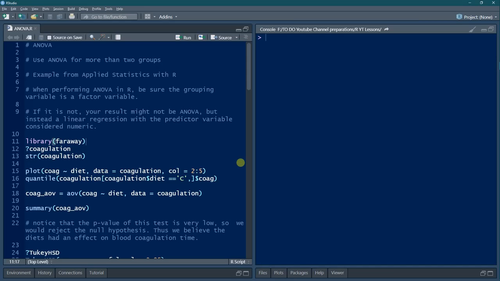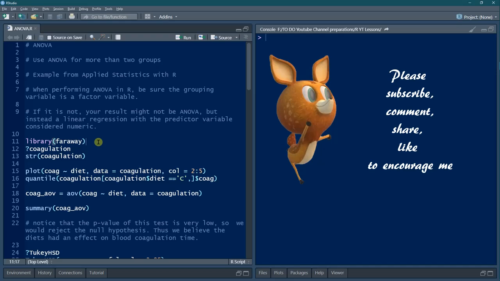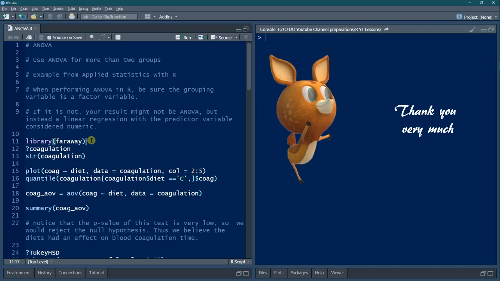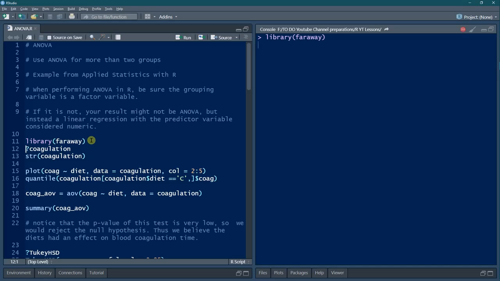For today's session, the program has already been loaded. We'll have to load the package faraway. So we'll do that first. First you have to do the installation, then you can load it. There is a data set coagulation. This coagulation is basically the ability of blood to freeze and the time in which the blood freezes for different animals. That is what has been captured in this data set.